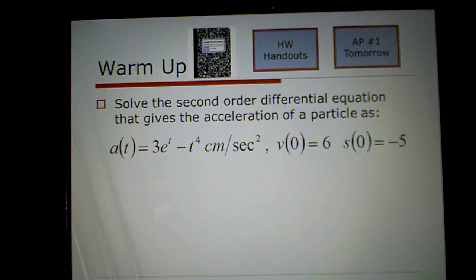The announcement for AP1 being tomorrow, obviously, the first AP problem is on first semester topics, not anything we've done here. And I don't know what tomorrow is. Well, I mean, I do know what tomorrow is, but I don't know if we'll be in school tomorrow. And if we are in school tomorrow, the first day back, I wouldn't give you an AP, but expect AP1 soon. So anyway, here's our warm-up. Let's do our warm-up together.